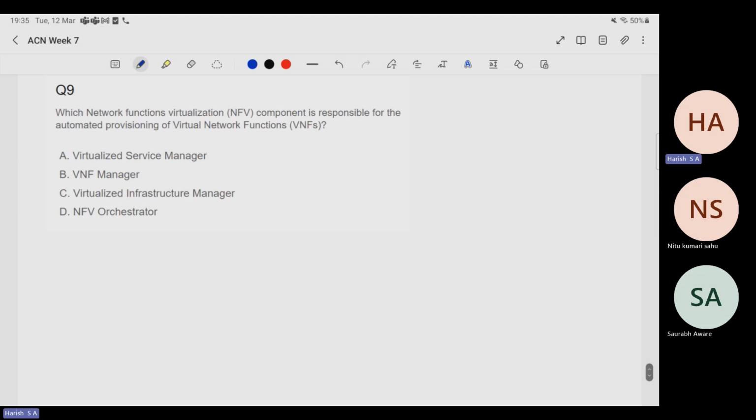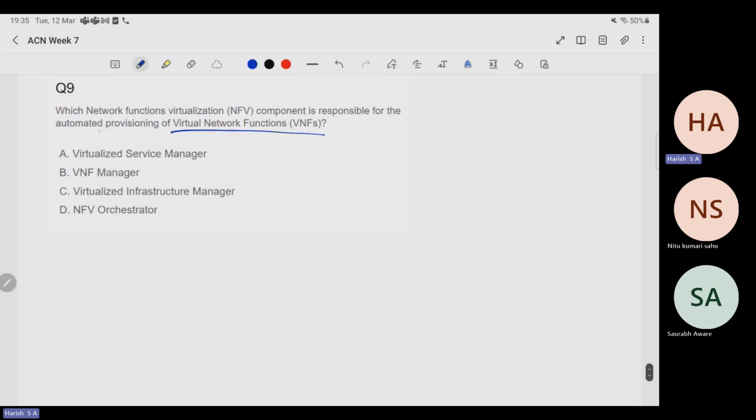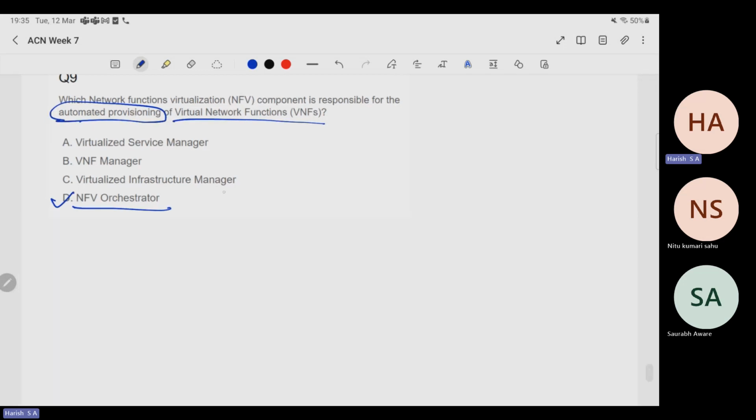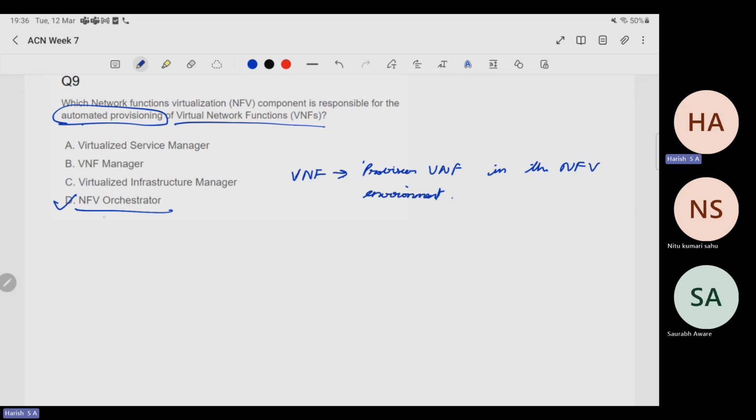Next question: which network function virtualization component is responsible for the automated provisioning of virtual network functions? Something called automated provisioning. The answer is D, the orchestrator, just from the diagram. By provisioning, it means you write a VNF, and some component has to allocate resources and provision this VNF in the NFV environment. One component has to do it, and that is done by the NFV orchestrator.